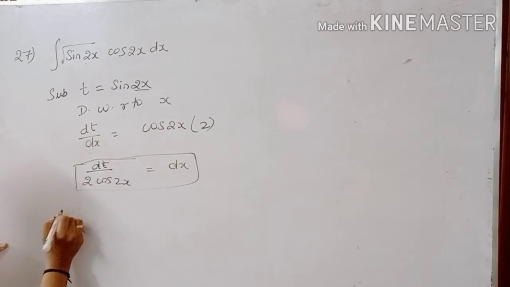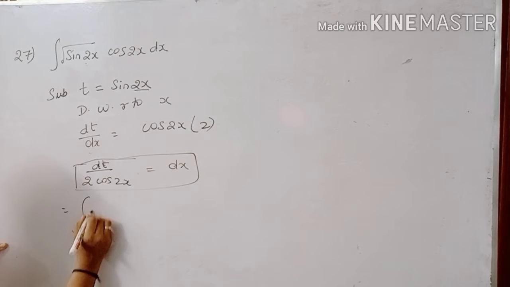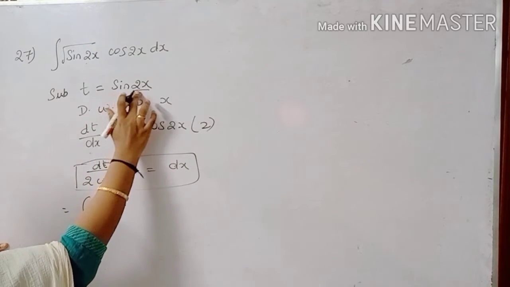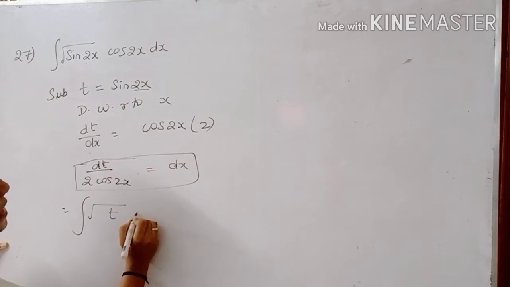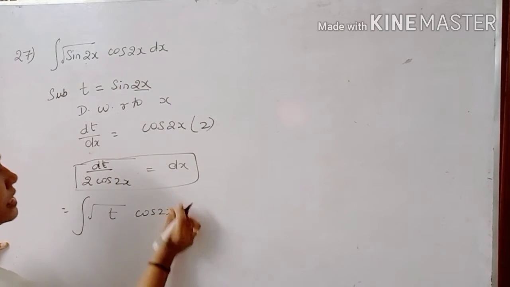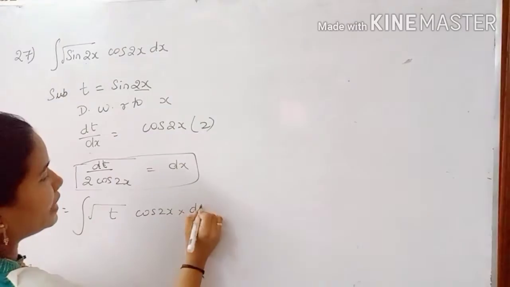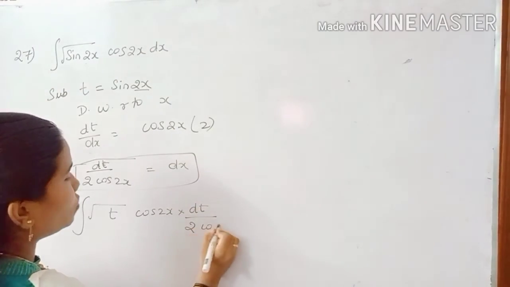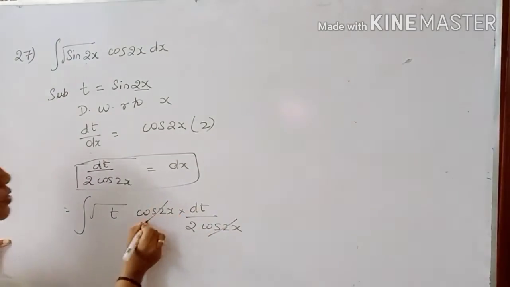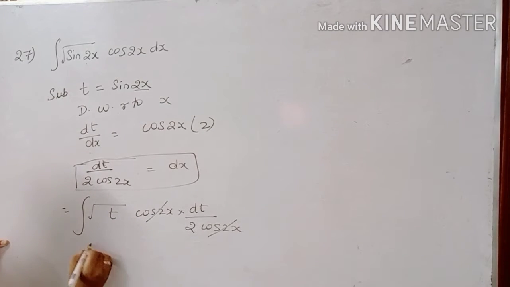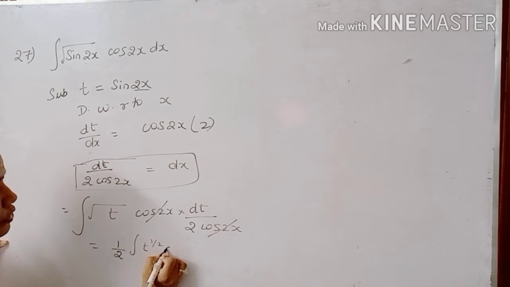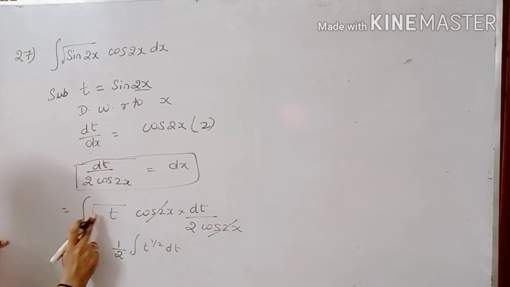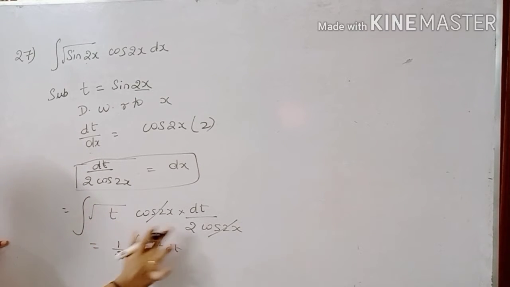Now we substitute in the given question. Integral sin 2x, whose value is t, times cos 2x dx. Cos 2x we keep as it is, and in the place of dx we write dt divided by 2 cos 2x. So cos 2x gets cancelled and we are left with 1 by 2 integral t power half dt. Square root of t is nothing but t power half.